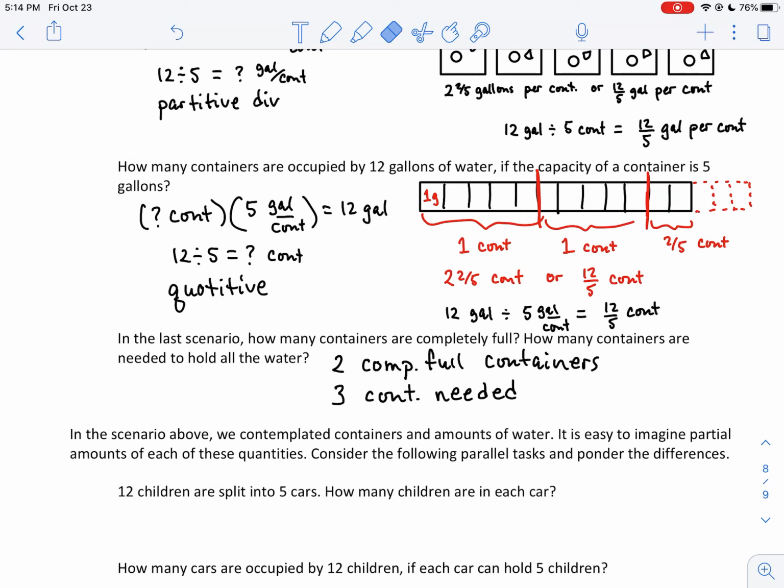These are effectively, the answer is 2 2/5. Well, the answer to the question we asked was... and the answer here is 2 2/5 containers. But the ones that actually got full were just 2 of them. But we did need 3 total just to even be able to put the water somewhere. But the quotitive division doesn't answer one of these 2 questions here. The quotitive division answers how many containers are full and what fraction of the next container is full.